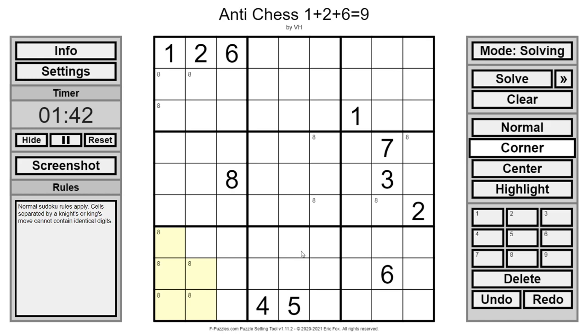Just gonna start off by fully notating all this. Let's see. So 8s aren't possible there, but they could be anywhere through there. Actually, this 8 isn't possible because it hits that by anti-king. So it would hit that by Sudoku and that by the directly adjacent diagonal. And this would hit it by knight's move.